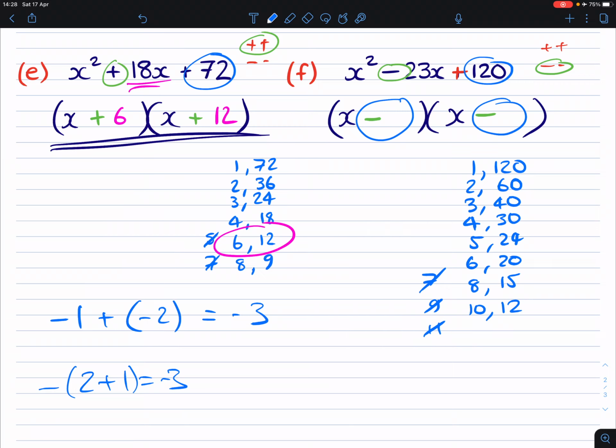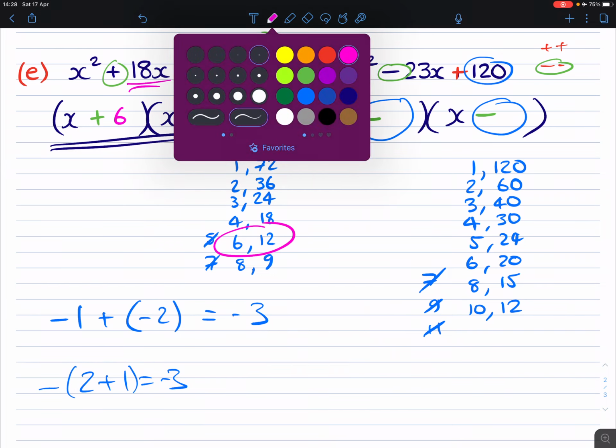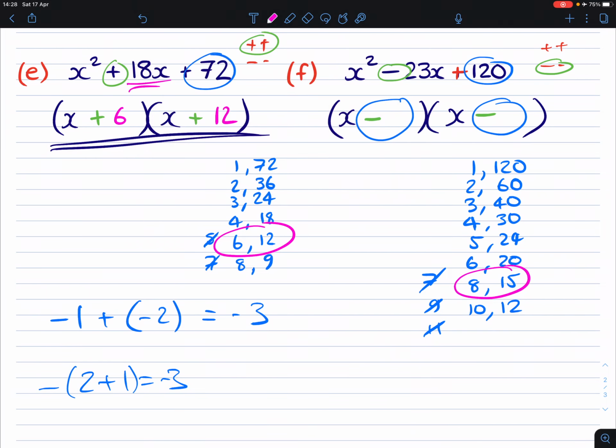So here, you're looking for which two pairs of numbers here add together to make 23. If you go down the list, we end up with 8 and 15 work, meaning we have a minus 8 and a minus 15 that must be added together to make a minus 23. Done.